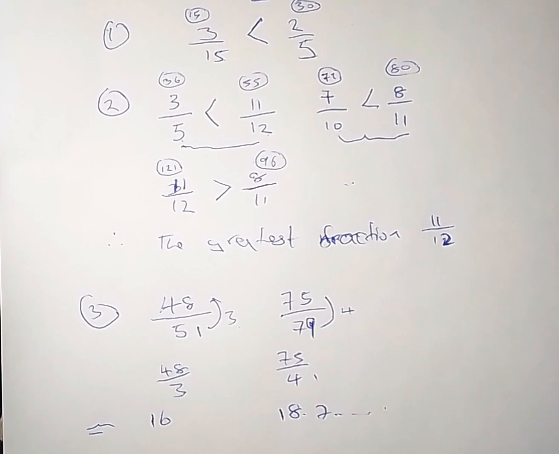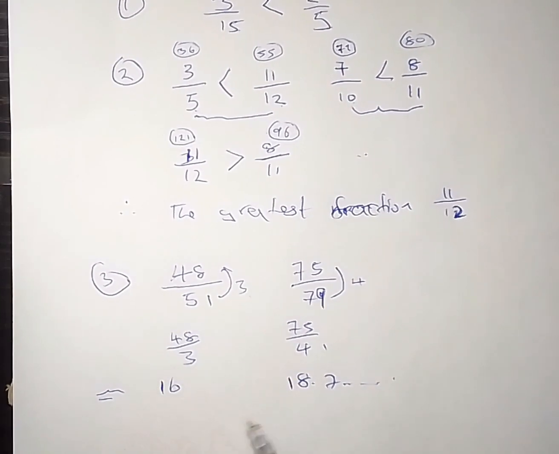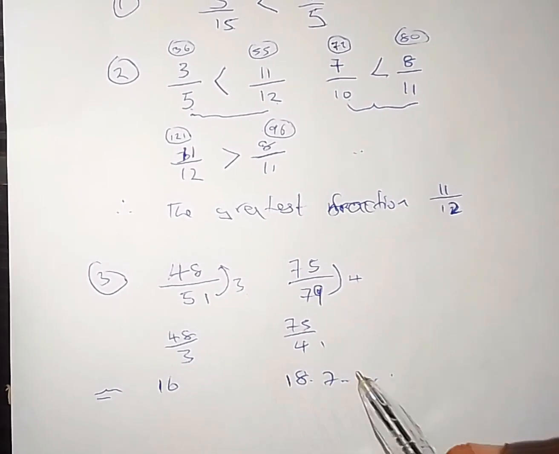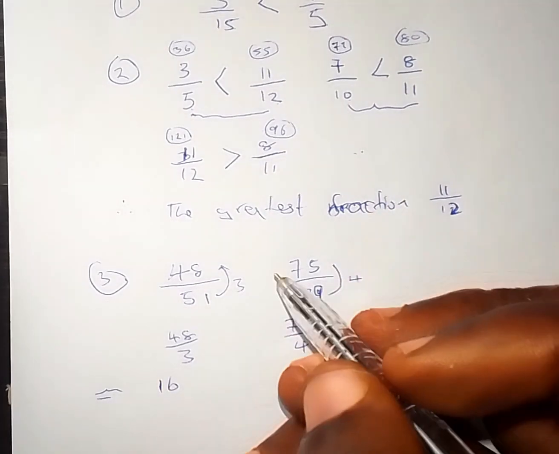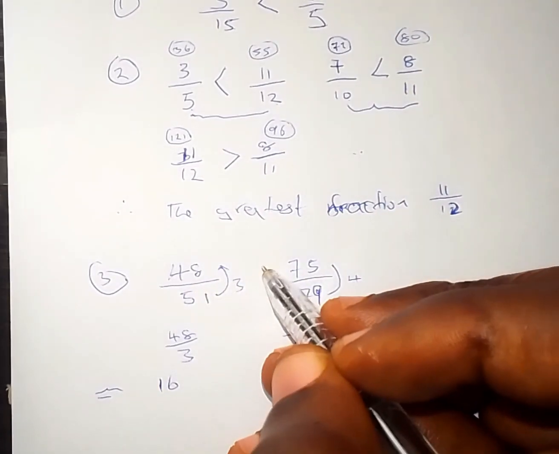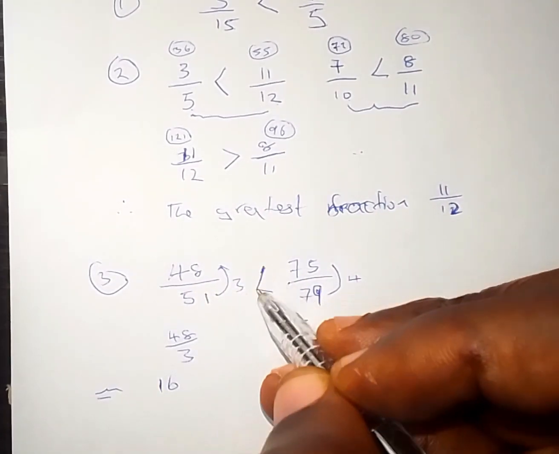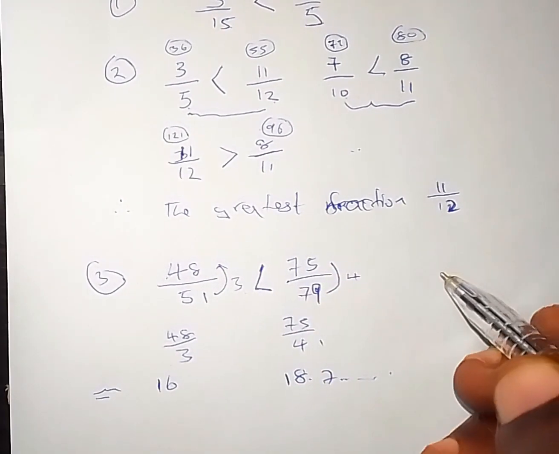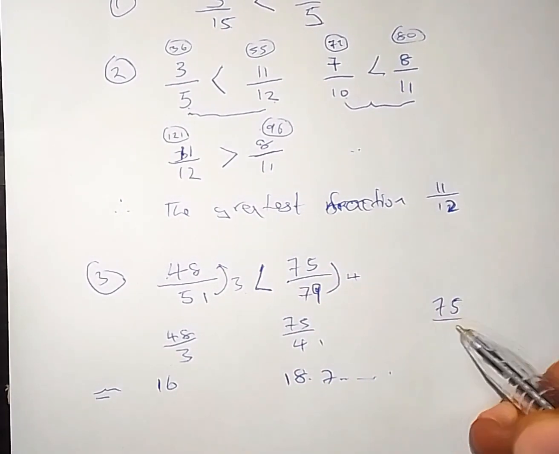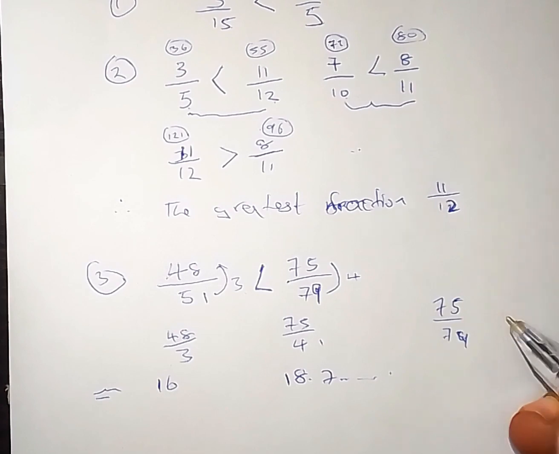So among these two numbers now, this is greater, right? This is bigger than this. So therefore, this one is bigger. 75 all over 79 is the bigger fraction.